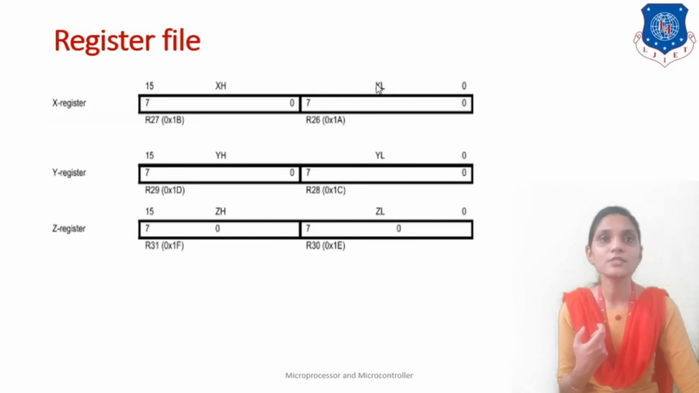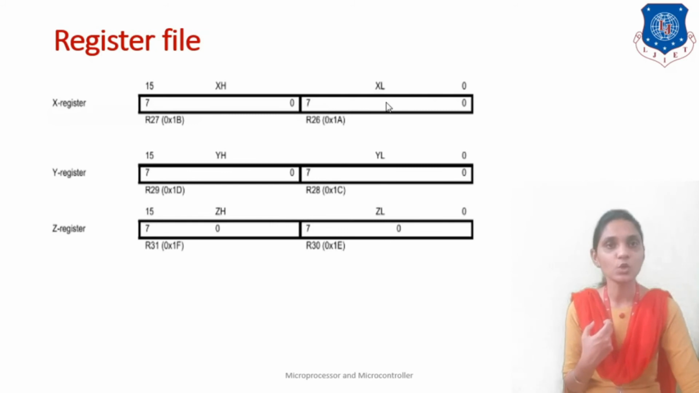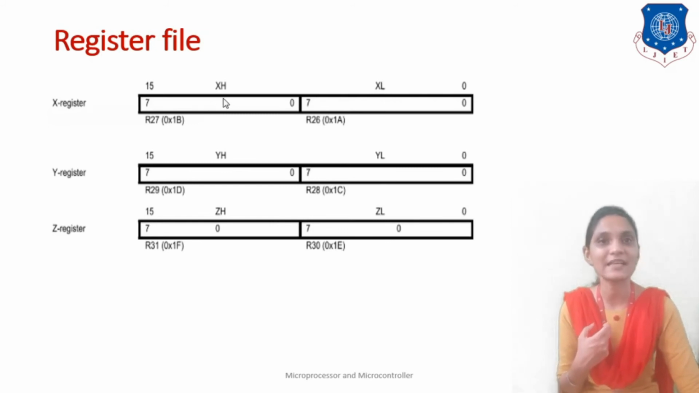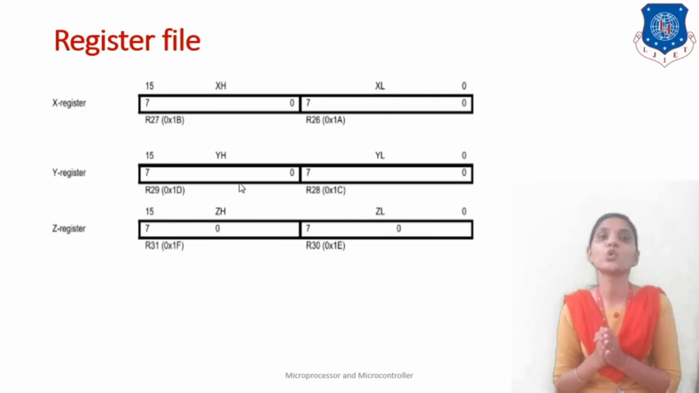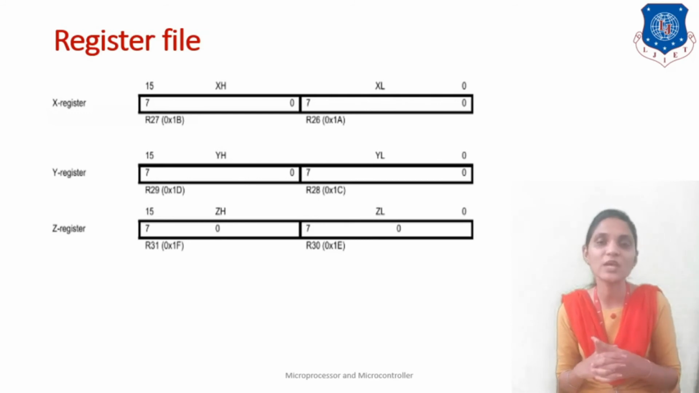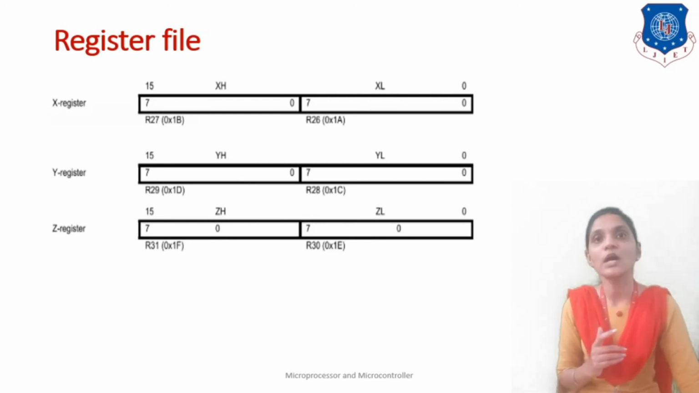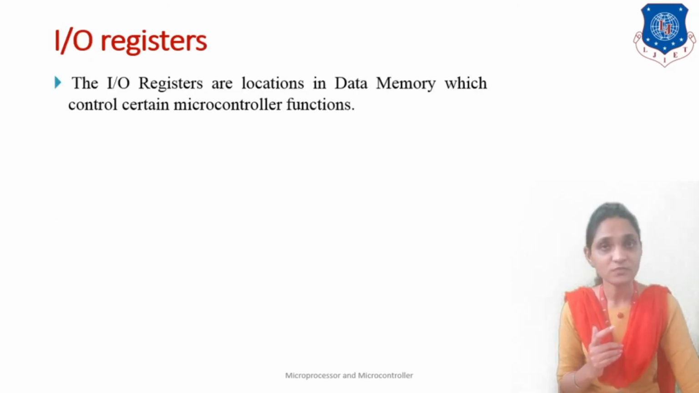The lower order register is known as XL, that is lower X, and the higher order register, that is R27, is known as XH, the higher order register. Similarly for registers Y and Z, and generally we are using these registers to store your address. That can be of 16 bits, and so you can address up to 2 raised to 16 locations. Okay, so this is the register file.